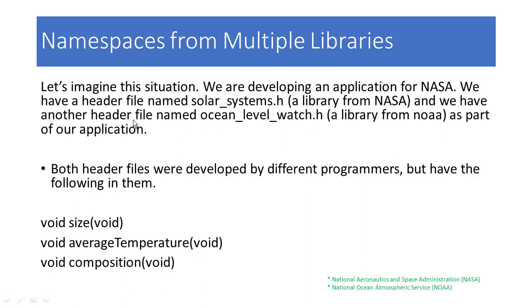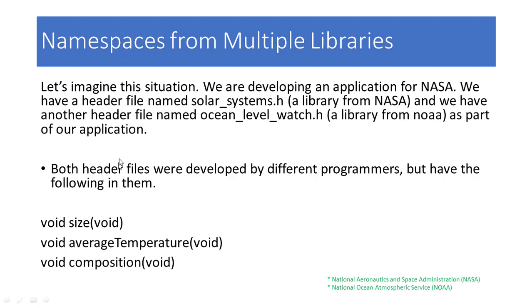And we have another header file named ocean_level_watch.h. It is a library from NOAA as part of our application. So this situation can lead to namespace clashes. Both header files were developed by different programmers, but have the following in them: void size, void average temperature, void composition. These are some functions inside the two header files.